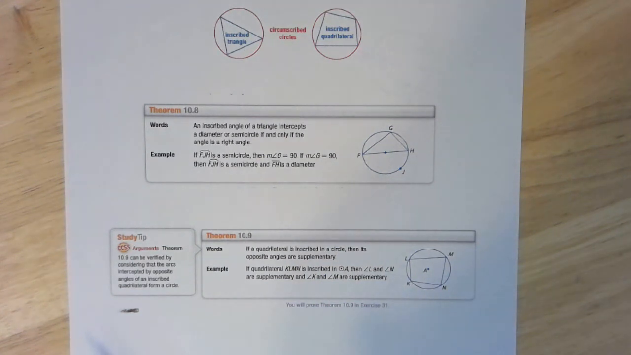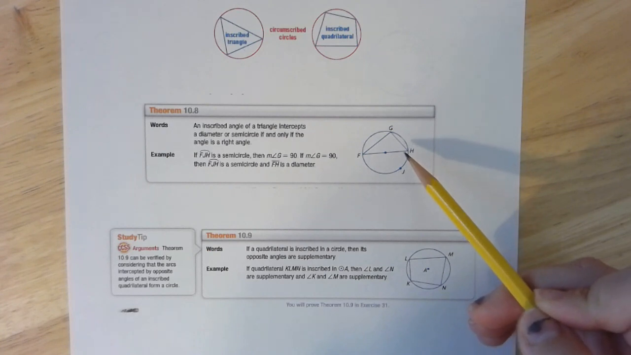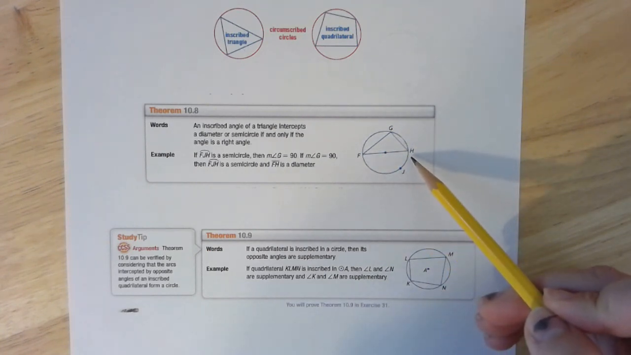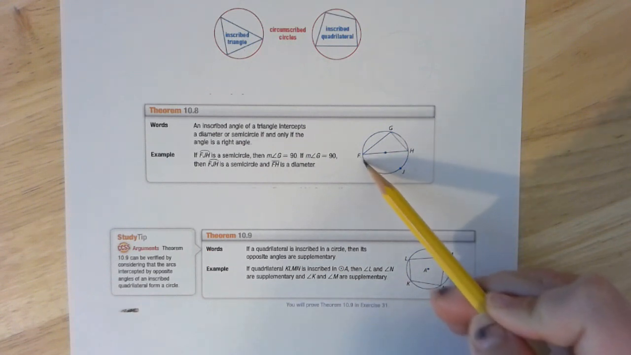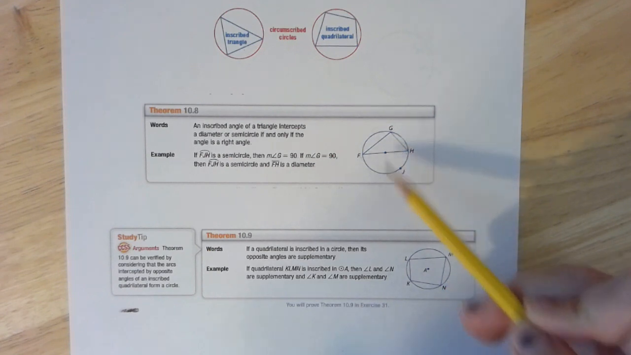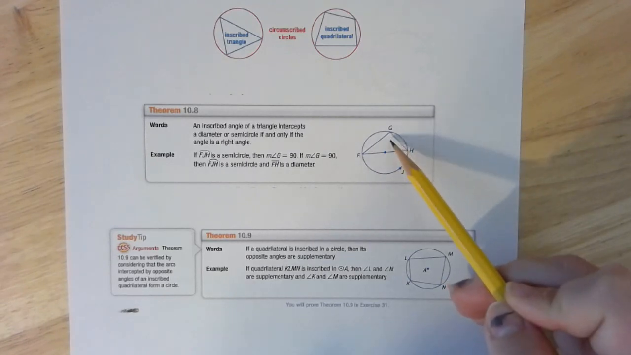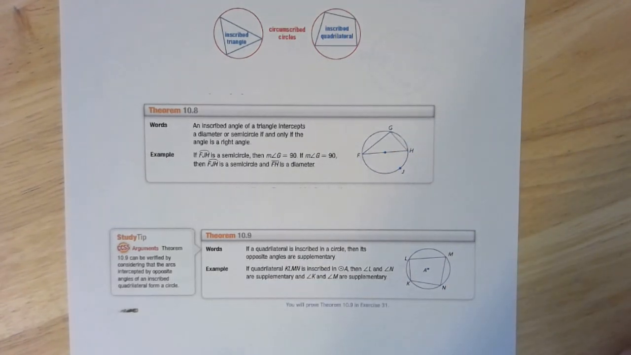All right, so an inscribed angle of a triangle intercepts a diameter or a semicircle if and only if the angle is a right angle. Okay, the reason it has to be a right angle, I'm not sure if you remember this, but if this is an inscribed angle, the arc would have to be double it. Well, since this is half of a circle, this is 180 degrees. Half of it has to be 90, or 90 doubled has to be 180. So if it's going through the center of your circle, that angle measure has to be 90 degrees.